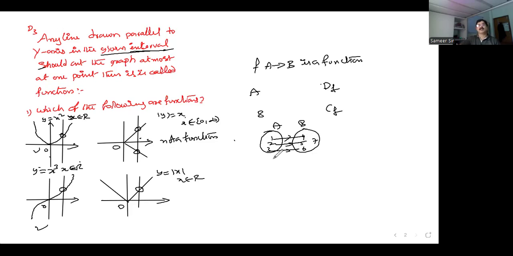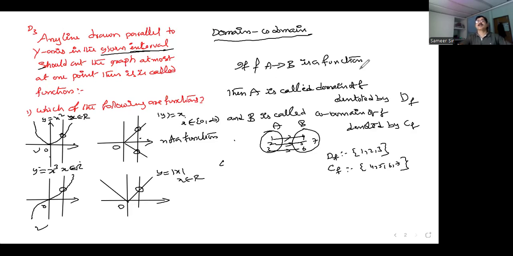The domain we can see like this one. I'm going to write it here clearly. If f from A to B is a function, A is called the domain and B is called the codomain, denoted like this. This is D_f and this is C_f. Now after this, I have to discuss image and pre-image wordings. If you learn clearly, then only you can understand this topic. That's why I'm giving this much importance.